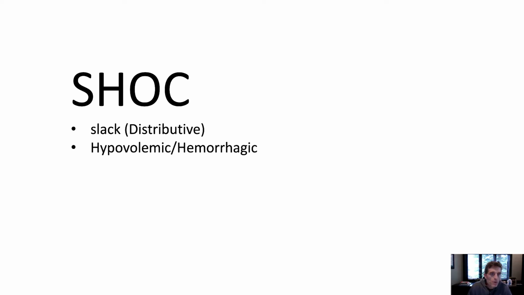So how can we approach a patient in shock? I just took the word shock and dropped the K, and we're going to have our four broad categories of shock. First, slack. This is the only one that I had to kind of fudge a bit, but slack refers to distributive shock, okay? The rest of them work really well: hypovolemic and hemorrhagic, obstructive, and cardiogenic. Those are our four broad categories of shock.